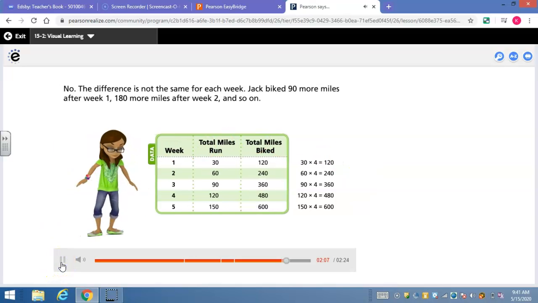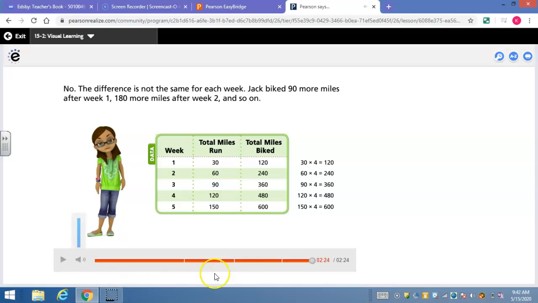No, the difference is not the same for each week. Jack biked 90 more miles after week 1, 180 more miles after week 2, and so on. Now you know how you can identify relationships between patterns.